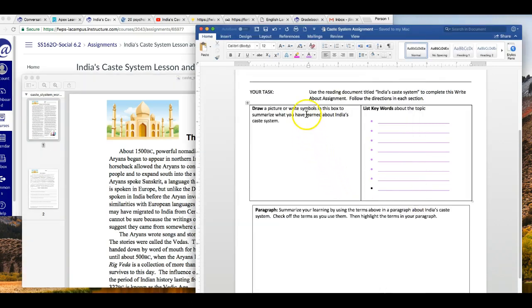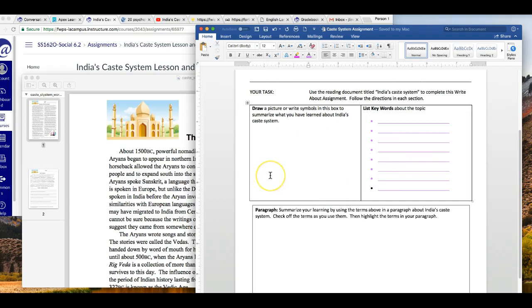Okay? So in this first box, what you are going to do after you have read this document is you are going to create a sketch that summarizes what you've learned about India's caste system. So summarize, you look at the big picture, you look at the main ideas, the big ideas, and you put all of that into one drawing. Okay? And you're going to put that in this box right here.